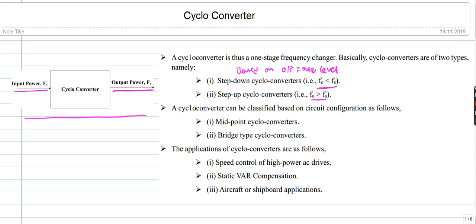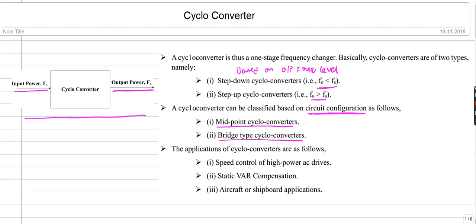Now, cycloconverters are also classified based upon circuit configuration, similar to our rectifiers, midpoint rectifiers and bridge rectifiers. Here we have midpoint cycloconverters and bridge type cycloconverters. So we have the combinations: midpoint step-down cycloconverter, midpoint step-up cycloconverter, bridge type step-down cycloconverter, and bridge type step-up cycloconverter. These are the various possibilities of cycloconverters we are going to have.